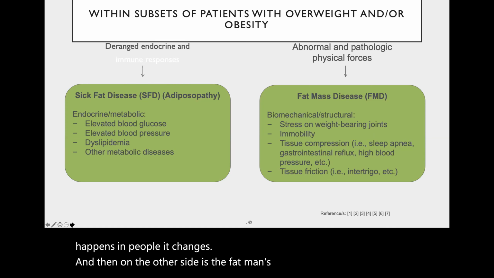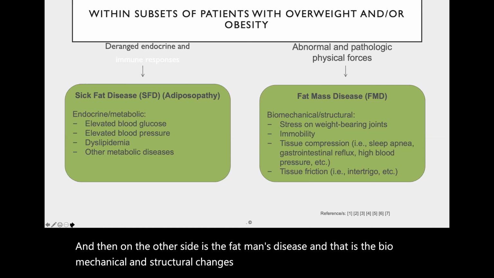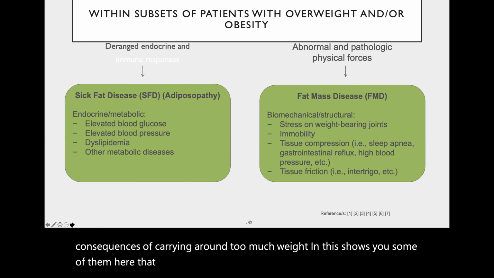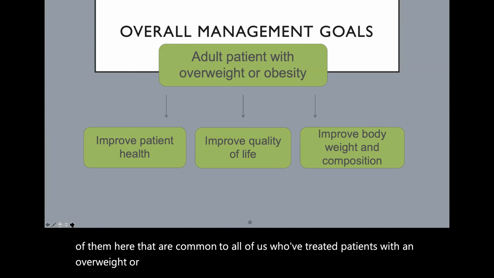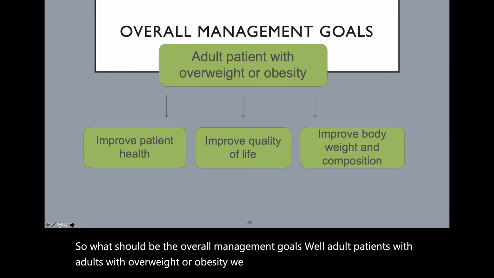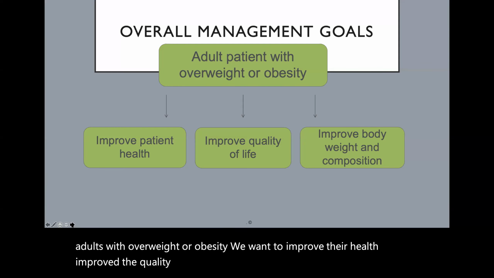And then on the other side is the fat mass disease. And that is the biomechanical and structural changes that happen, kind of the consequences of carrying around too much weight. And this shows you some of them here that are common to all of us who've treated patients with an overweight or obesity problem. So what should be the overall management goals? Well, for adult patients with overweight or obesity, we want to improve their health, improve the quality of life, and improve weight and composition.